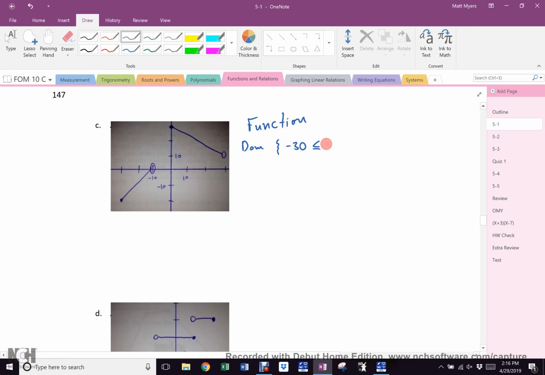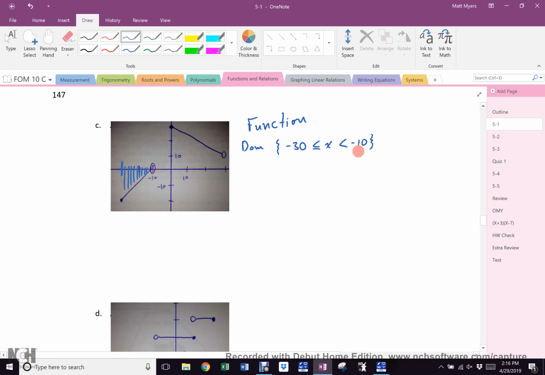X's. So I start there at -30, and then all the way up to here, there's an input all the way along, isn't there? So where does that end? -10. Do I actually hit -10? Look closely. No, why not? Because it's not shaded. So I need a less than 10.